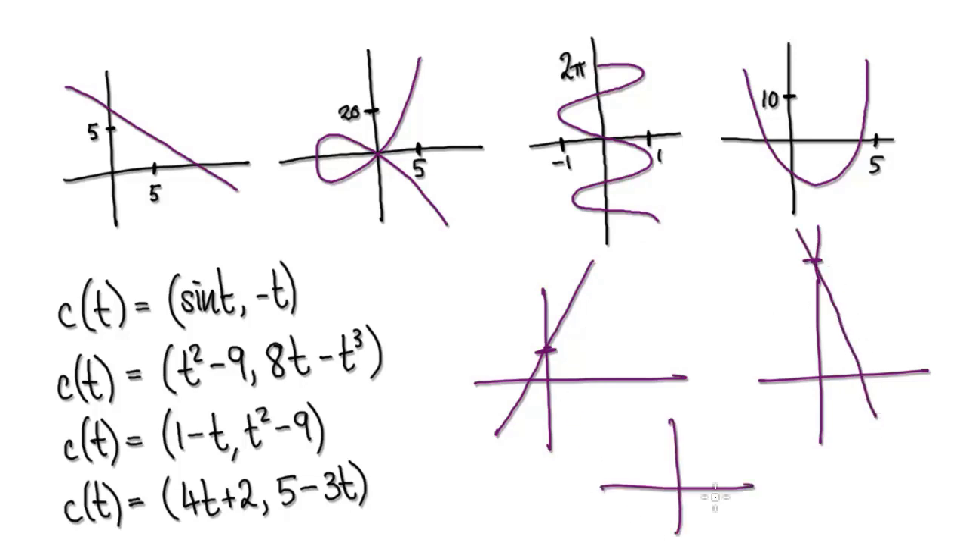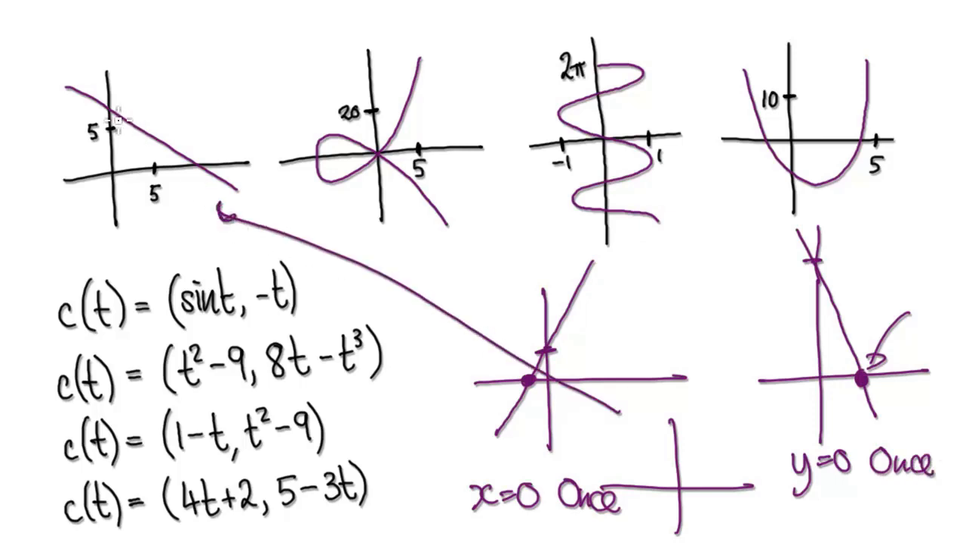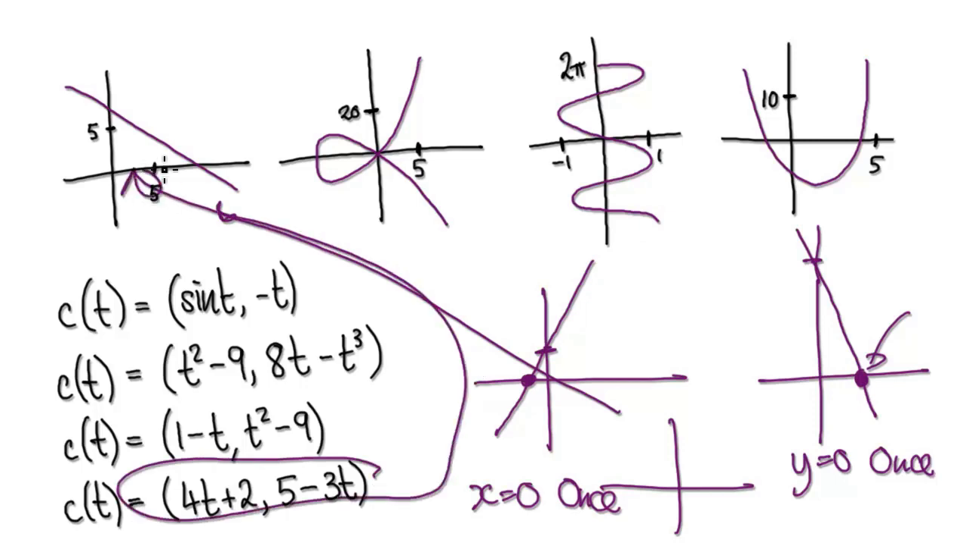When you're drawing your graph, the x location should be 0 once. So x equals 0 should be once. And then the y, if you look at this, y equals 0 should be once. So it seems to be this one here. Well, think about it. This thing here must be this one here. Okay.